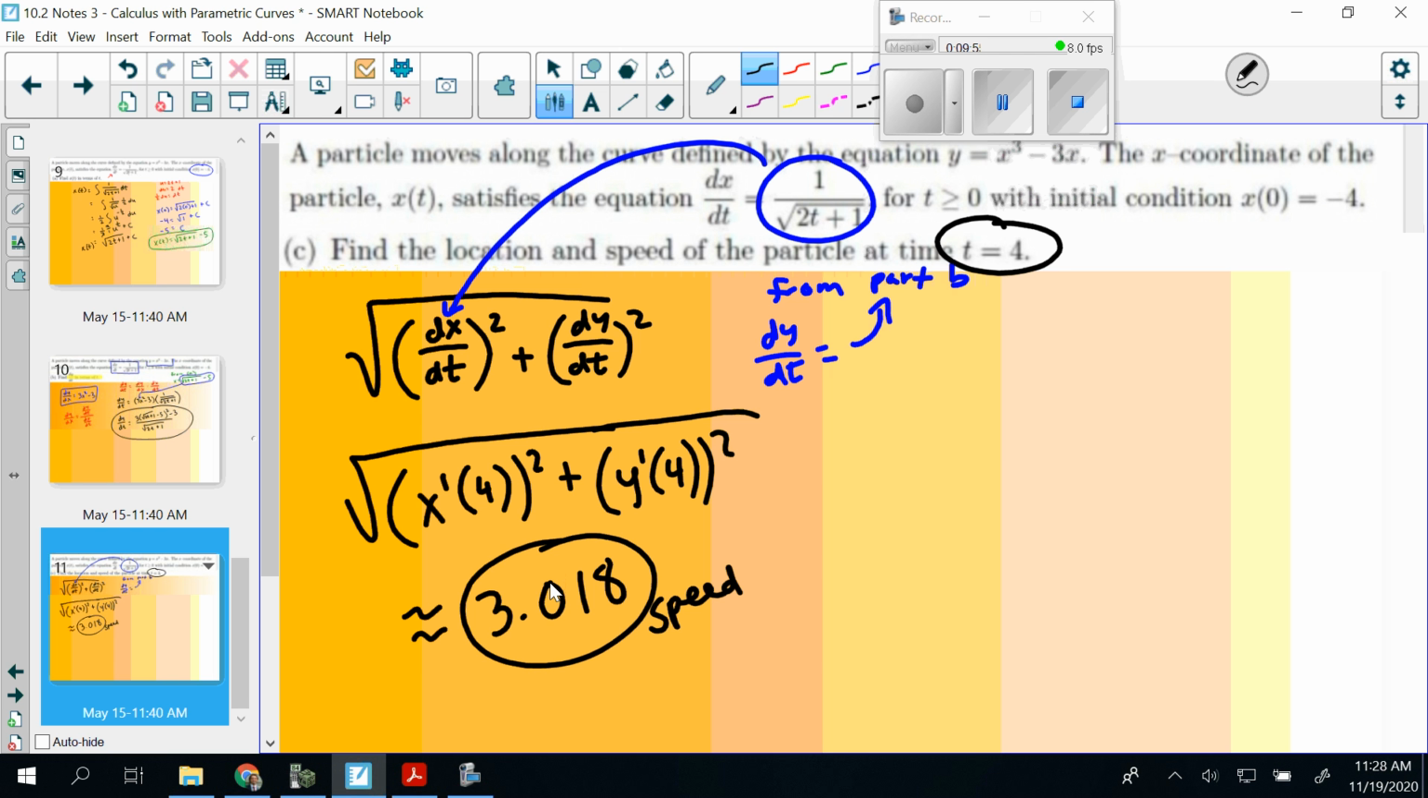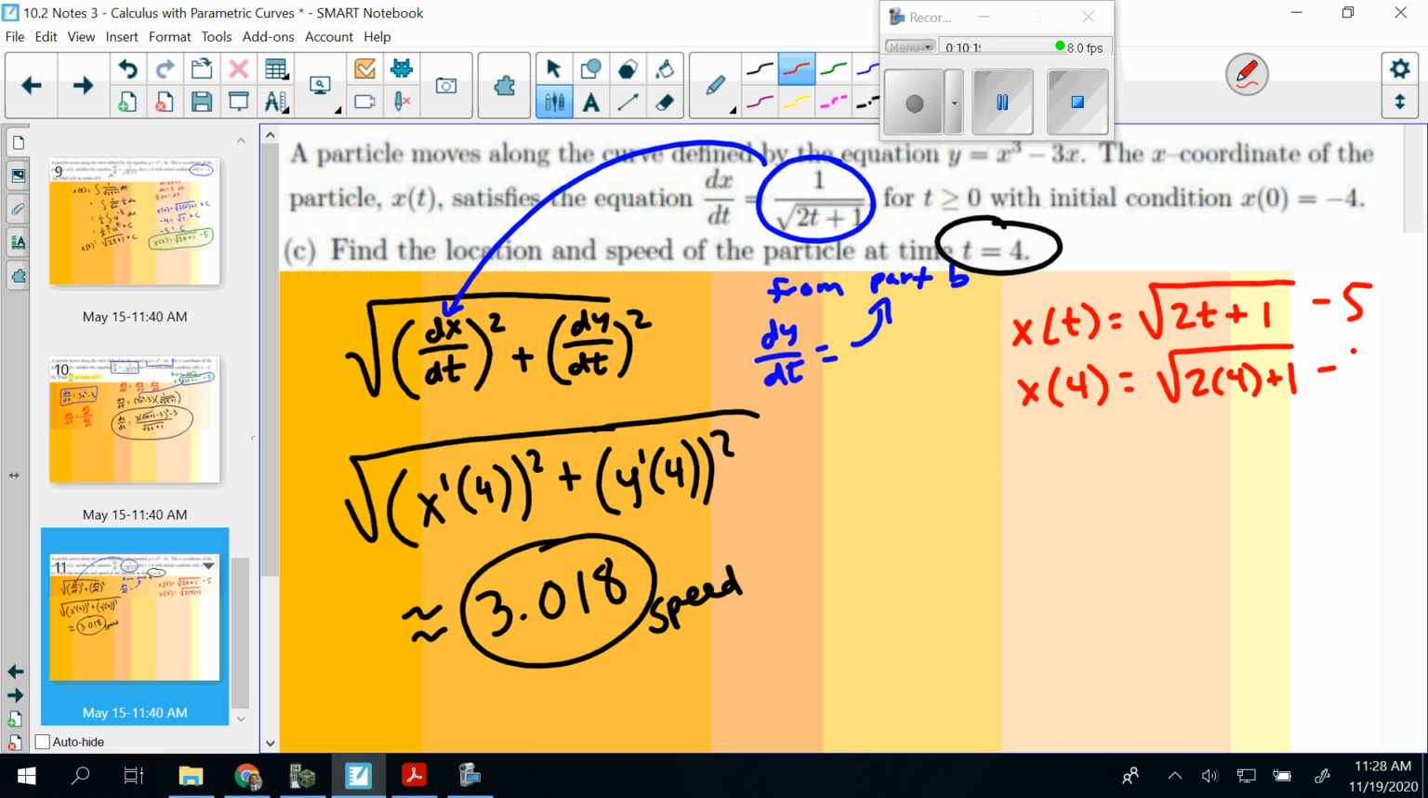For the x value, we can use our equation again from part A. So we know that our x of t here equals the square root of 2t plus 1 minus 5. So at 4, that's going to turn into 2 times 4 plus 1, minus 5. That's 8 plus 1 is 9. So you got the square root of 9 minus 5, which is 3 minus 5, or negative 2.